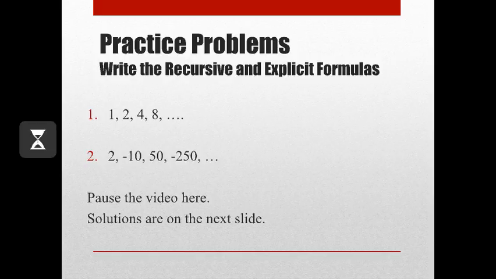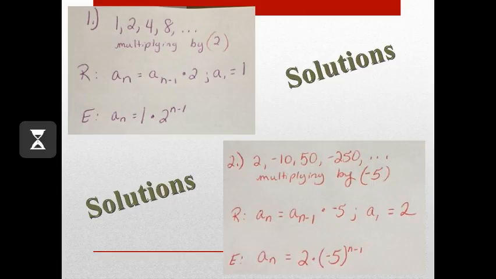Here are your solutions. So in your first example there, you're multiplying by 2, so your recursive formula, a sub n minus 1 times 2, first term is 1. Explicit formula, 1 times 2 to the n minus 1 power. In problem number 2, since you're multiplying everything by -5 to get your next term, in your recursive formula, you're going to do your a sub n minus 1 times -5. First term is 2. And in your explicit, 2 times -5 to the n minus 1 power.